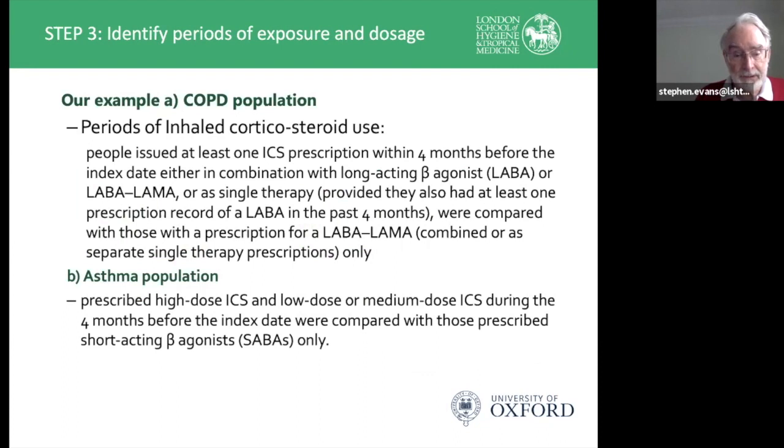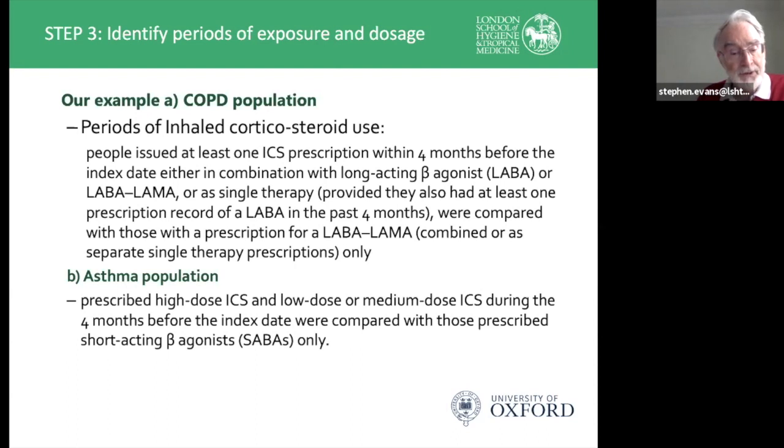So in our example, in the COPD population, the periods of inhaled corticosteroid use said that we needed at least one prescription for that drug within 4 months before the index date, either in combination with a LABA or a LAMA, or as single therapy, provided they also had at least one prescription of a LABA or long-acting beta agonist in the past 4 months. And these were compared for those with a prescription of the other drugs only. So they didn't have inhaled corticosteroids. So this enables us to make a comparison between the use of ICS and non-use.